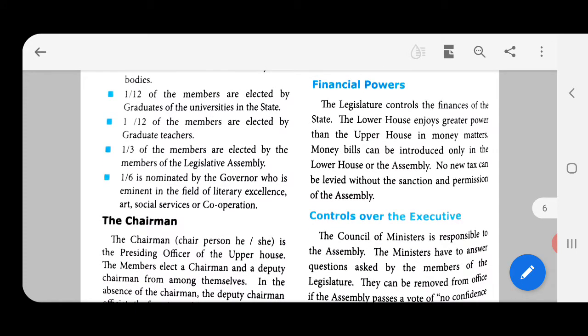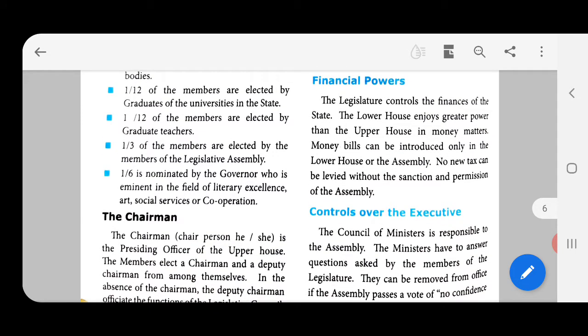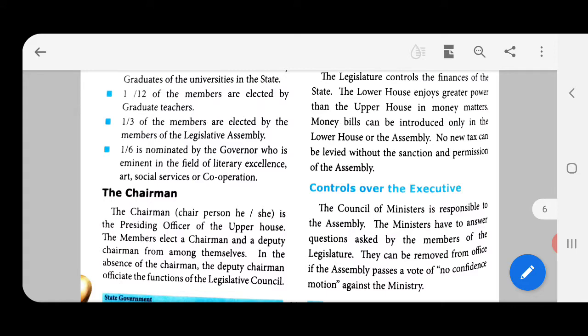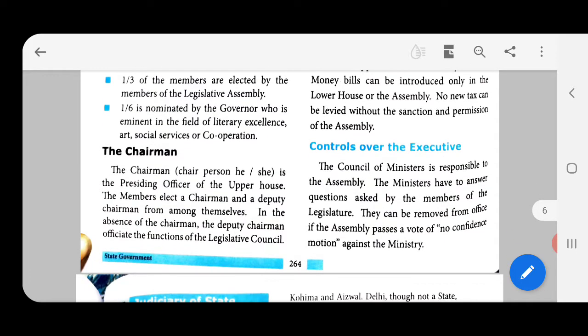Financial powers. The legislature controls the finances of the state. So the legislature, again let me tell you, is a group of people who are making laws. The lower house enjoys greater power than the upper house in money matters. So the lower house will be enjoying power than the upper house in what matters? Money matters. Money bills can be introduced only in the lower house or the assembly. No new tax can be levied without the sanction and permission of the assembly. So taxes, relating to taxes, it cannot have access without the permission of the assembly.